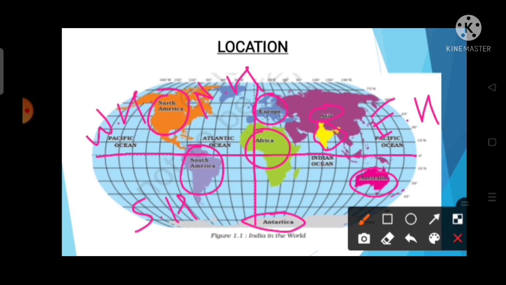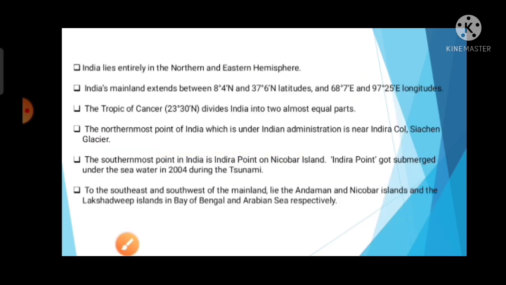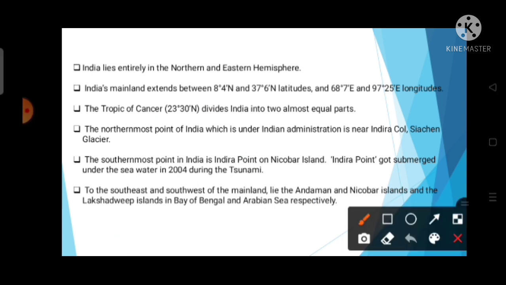As you can see from the map, India is located in the north and eastern hemisphere. That means India's location is mainly in the northern and eastern hemisphere. Okay, you can take up the screenshot as the notes of this chapter. India lies entirely in the northern and eastern hemisphere.